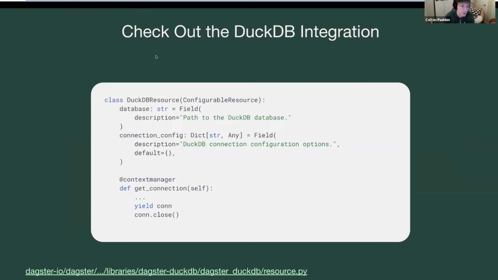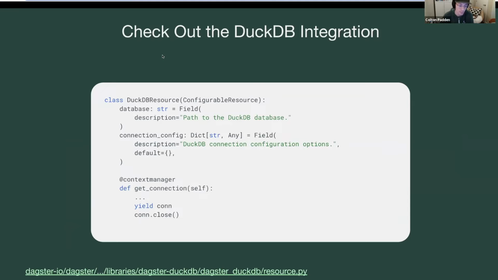I also wanted to show you what the DuckDB resource looked like. So this is actually the code from the main Dagster repo. And it looks just like our CSV resource. It takes in two parameters, database and connection config, and it defines one method, get connection, where it yields a connection. So super simple stuff.